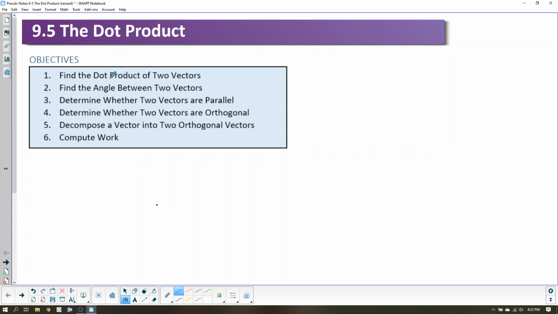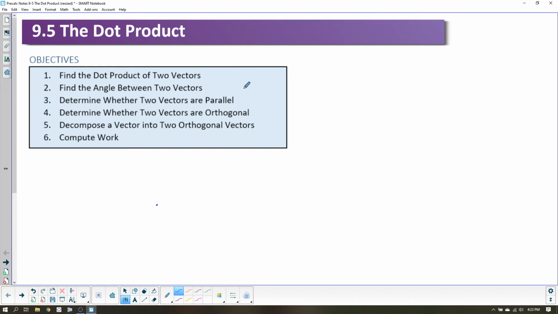And using that, we will then use the dot product to be able to find the angle between two vectors. We'll be able to use the dot product to determine if two vectors are parallel and whether they are orthogonal. We'll define what that means later on. And then probably the most important thing is we will take a vector and decompose it into two different vectors that are orthogonal to each other. And then we will use this concept to calculate what we're going to call work, which is a concept from physics.